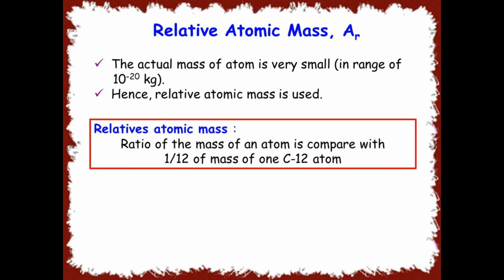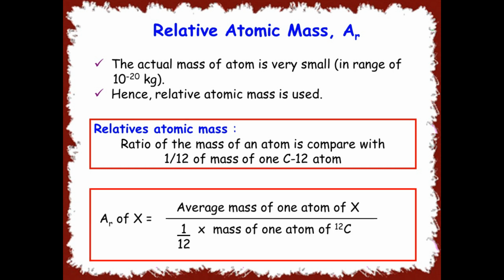The definition of relative atomic mass is the ratio of the mass of an atom compared with 1/12 of the mass of one carbon-12 atom. Or, in the form of a formula, relative atomic mass of X is equal to average mass of one atom of X divided by 1/12 multiplied with mass of one atom of carbon-12.